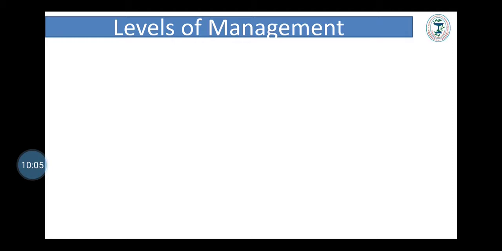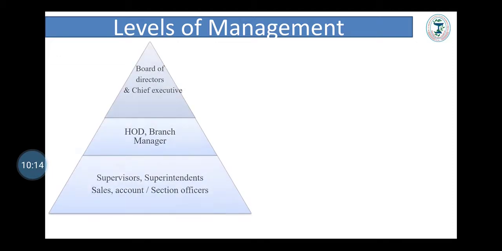Next, levels of management. There are three levels of management: top level management, middle level management, and lower level management. Top level management contains the board of directors and chief executives. Middle level management contains HOD and branch manager. And lower level management contains supervisors, superintendents, sales accountants or section officers.